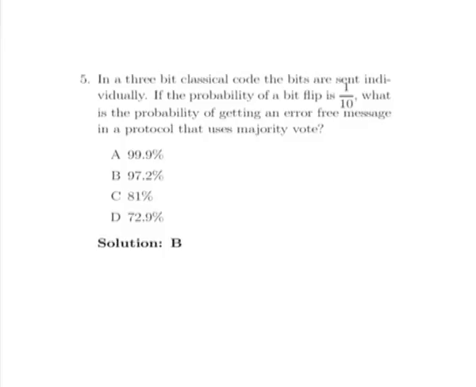Question 5 states that we are using a 3-bit classical code, and it is given that the probability of a bit flip is 1 by 10, that is 0.1. The question asks what is the probability of getting an error-free message in a protocol that uses majority vote. Majority vote is like this: if you have obtained 1, 0, 1, as you have 3 bits and 2 of them are equal to 1, the actual state is 1. So let us solve this question.